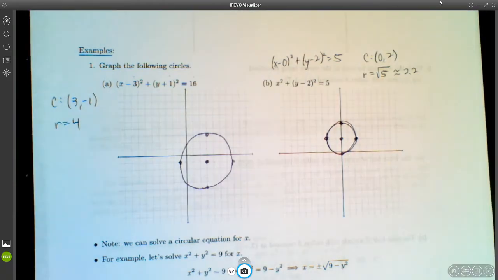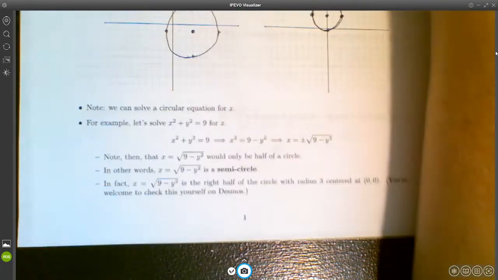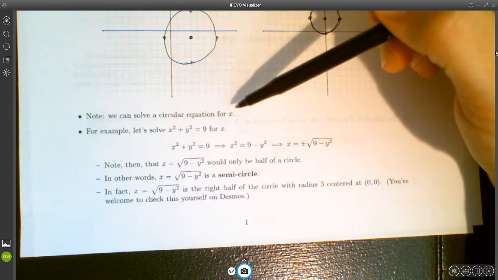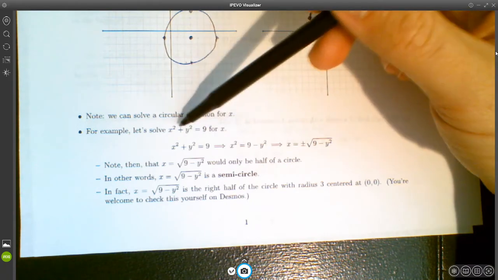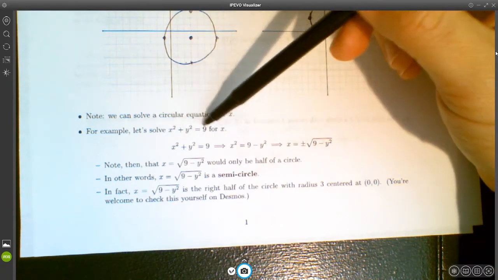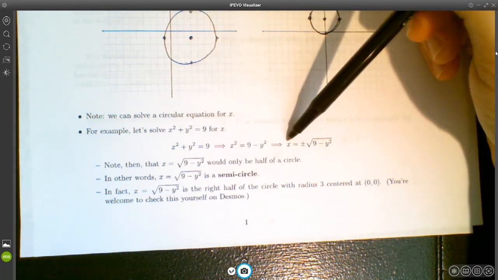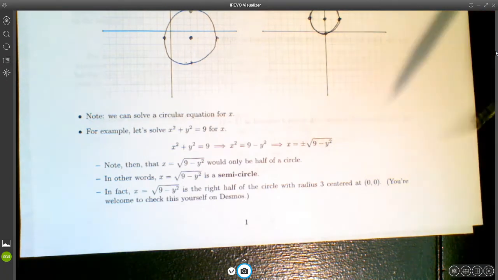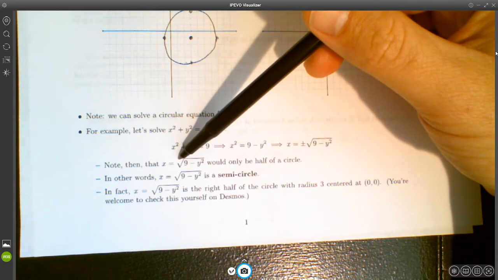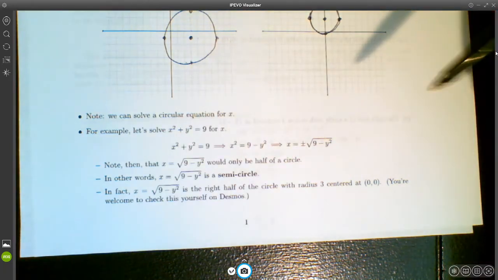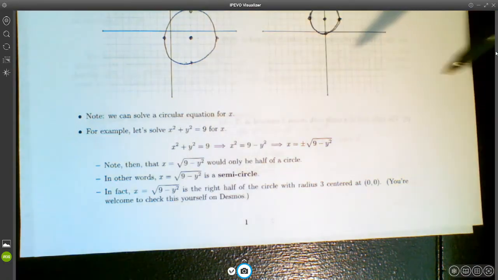So circles are really a piece of cake. There's really not much to them. One thing I will say is that we can solve a circle equation for x. For example, let's say we have the circle x squared plus y squared equals 9. This would be a circle centered at (0, 0) with radius 3. If we solved this for x, we would subtract the y squared and then take the square root. We would get x equals plus or minus the square root of 9 minus y squared. Note that if we only took the positive square root, that would only be half of the circle. In other words, x equals the square root of 9 minus y squared is a semicircle.